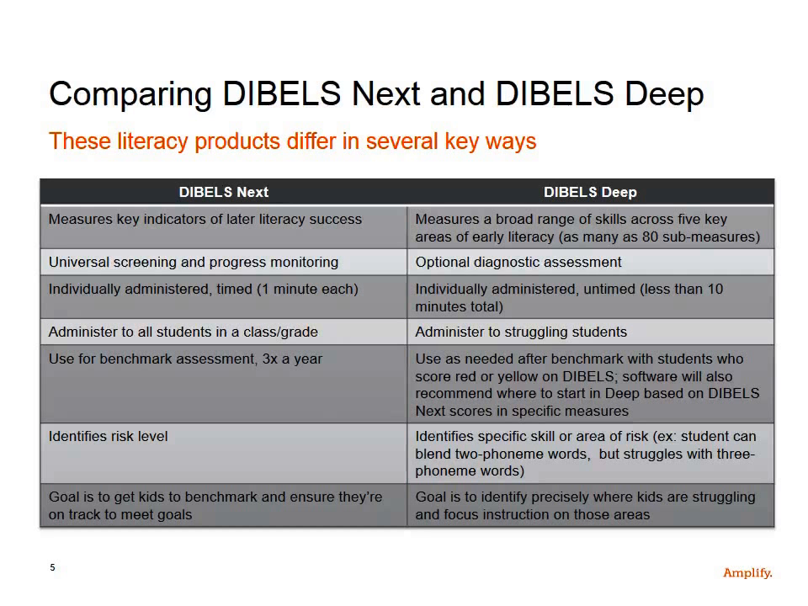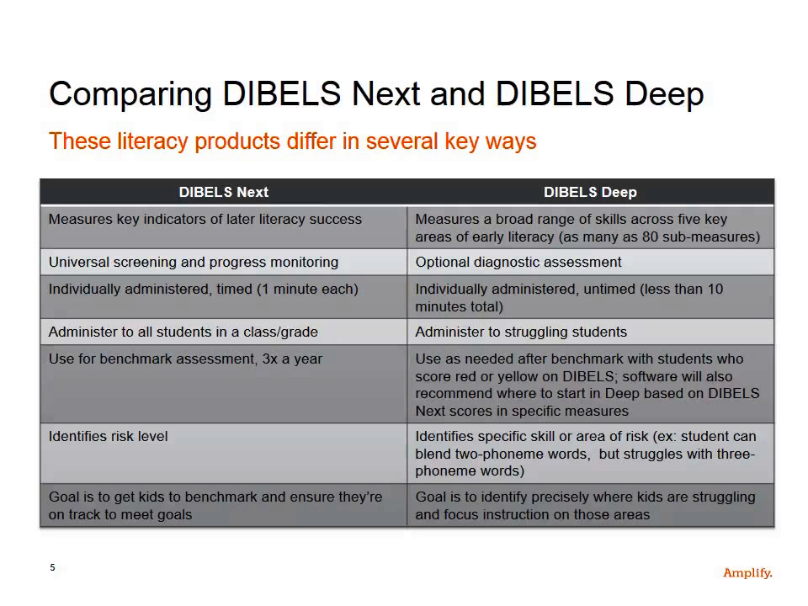So DIBELS Next, again, is a universal screener, so 3 times a year, beginning, middle, end, plus your progress monitoring every 2 weeks or months depending on your progress monitoring plan. And then DIBELS Deep is an optional diagnostic assessment that you only use on students that you need more information for, so you don't have to do it for the whole class. Both assessments are individually administered. DIBELS Next is timed. Each one is 1 minute, whereas DIBELS Deep is untimed, and the whole PA assessment takes less than 10 minutes.